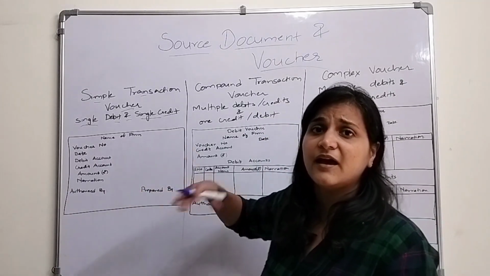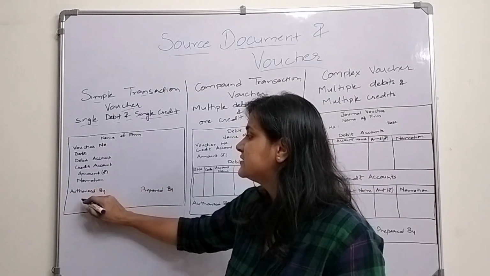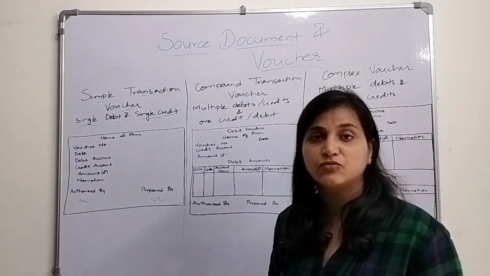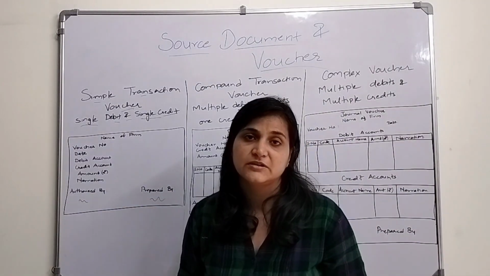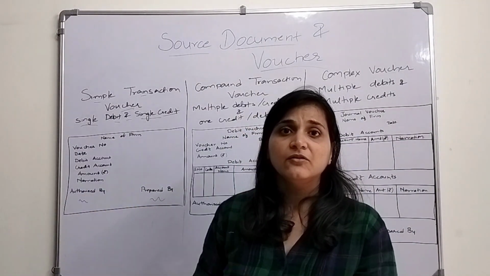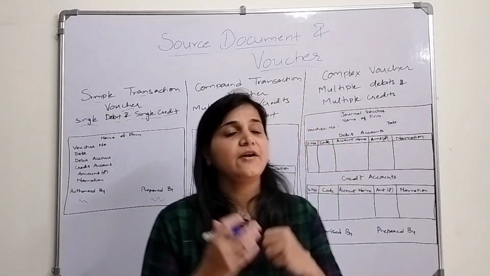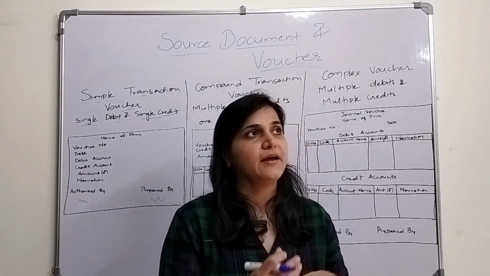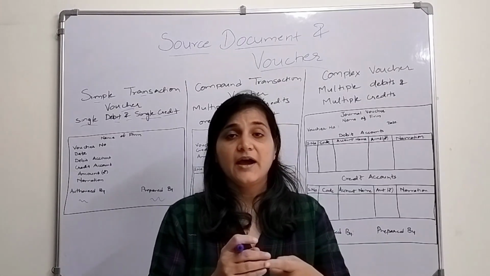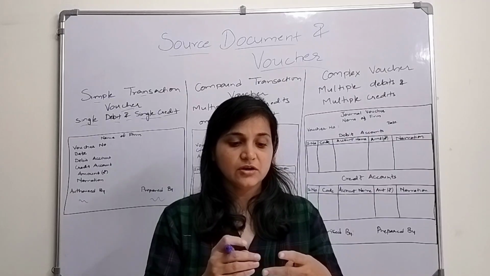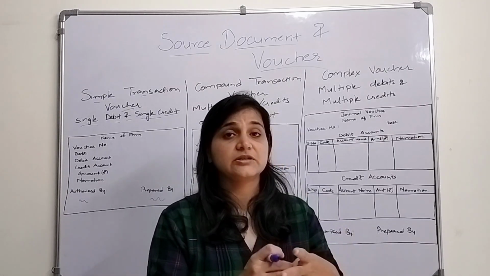This is prepared by somebody. Okay, and there is a higher authority who will check it, authorize it and put their signature here. The person who prepared it will write their name here, and the person who authorized it will have their name here. So here it is a single debit and single credit. But what if I went to that electronic shop, and I got a laptop, a fridge, a TV, a washing machine, a mobile, a headphone.